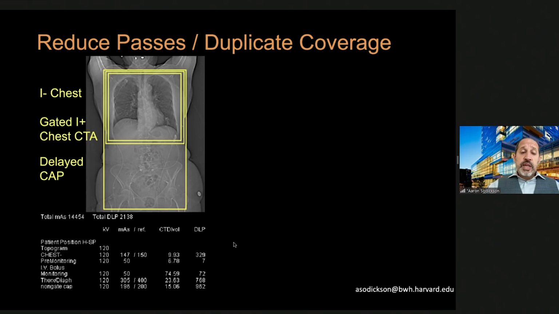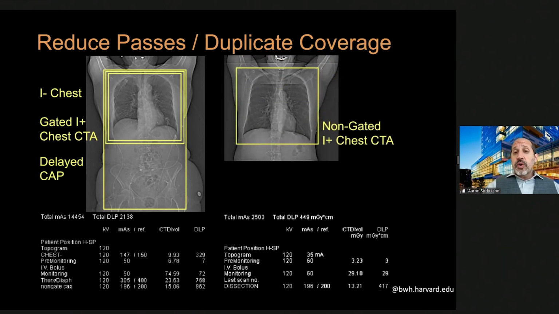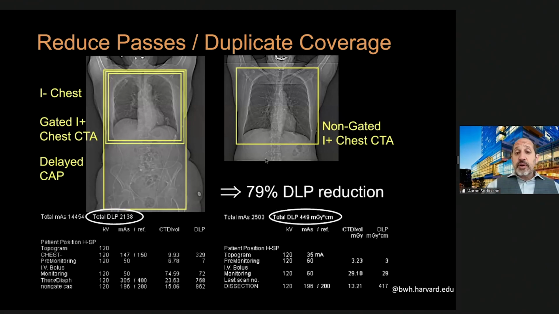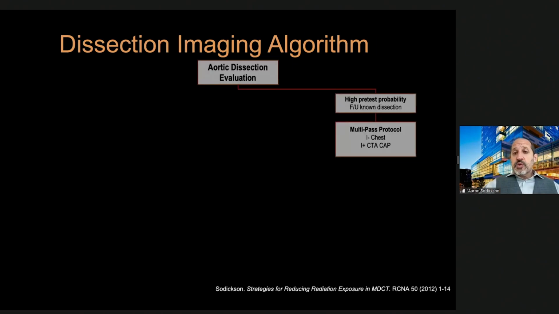We switched to a screening protocol for those patients with relatively low likelihood of having dissection, but enough concern that we still needed to rule it out. And we do only a non-gated contrast-enhanced chest CTA, single phase. We get rid of the extra 2 phases in the chest, and we get rid of the abdomen pelvis phase. And this alone, without changing any other imaging parameters, reduces our overall DLP to the patient by almost 80%, just because we're getting rid of the extra phases and passes. Here's what it looks like.